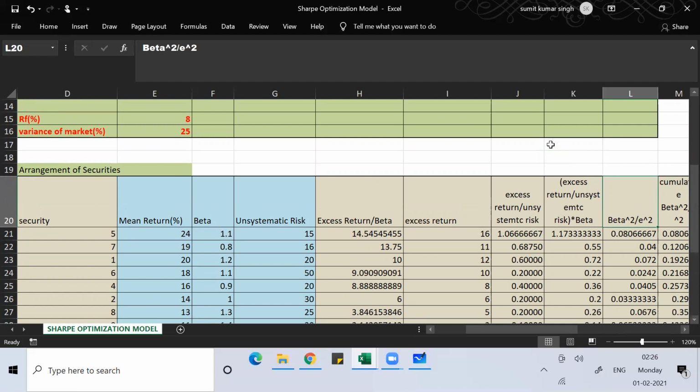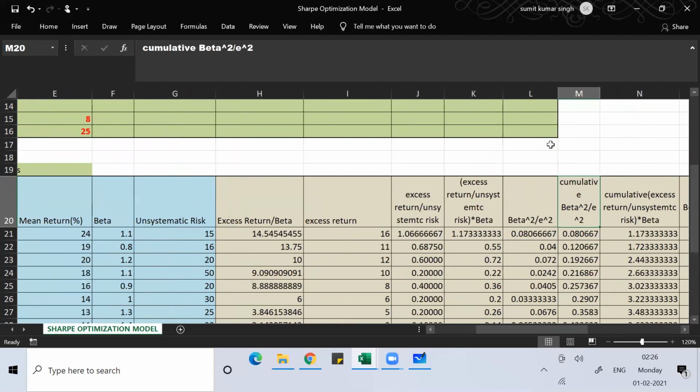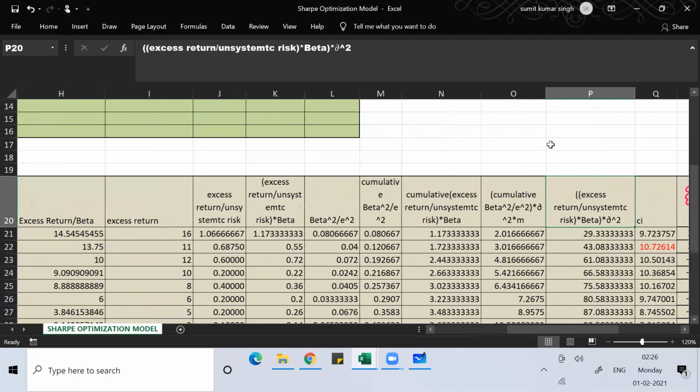So here you can see beta square by unsystematic risk. Then you find the cumulative of beta square by unsystematic risk. So you have to find the cumulative value, both for the excess return into beta divided by unsystematic risk, and similarly beta square by unsystematic risk. So we need to find the cumulative of both the values, and once we find them, we'll multiply with the variance of market in both the scenarios.